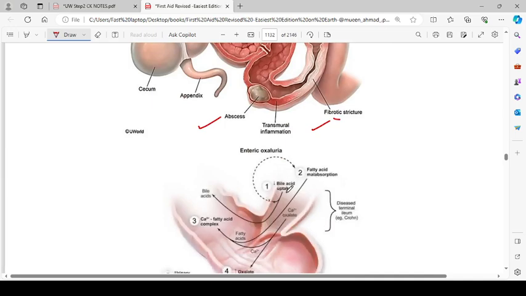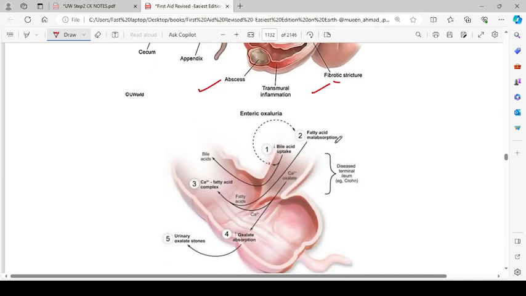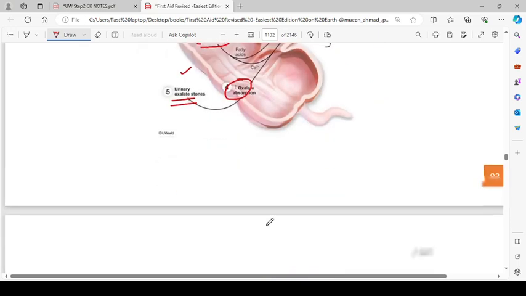Enteric oxaluria. So the thing that is happening is, first, decreased bile acid uptake. That decreased bile acid uptake will lead to fatty acid malabsorption. That fat and calcium will form calcium fatty acid complex, and oxalate will be spared. That oxalate will start getting reabsorbed, and urinary oxalate stones will be formed. So a diseased terminal ileum, like in Crohn's disease, can cause the formation of all of these things.